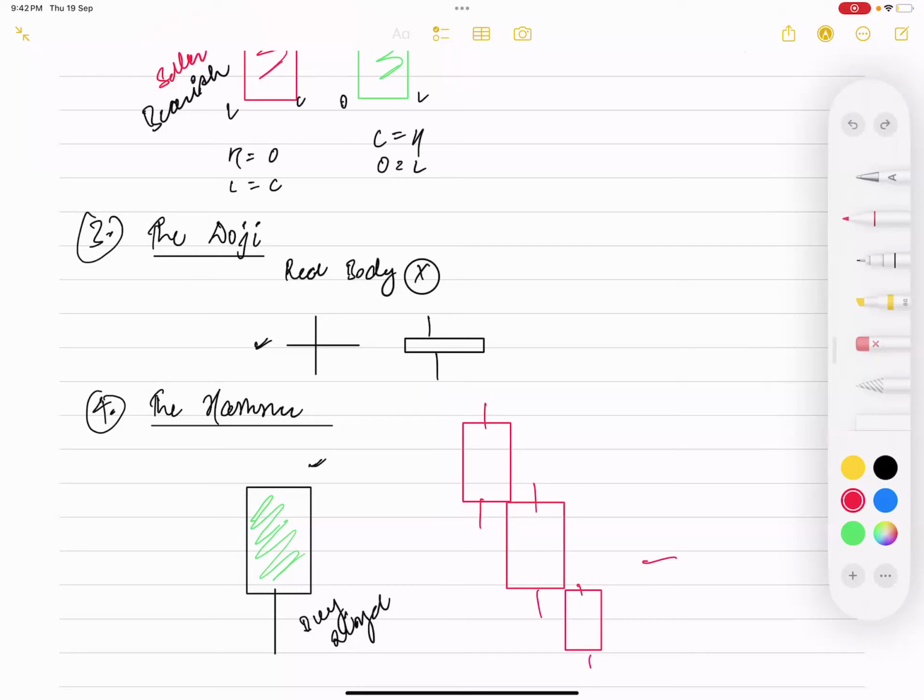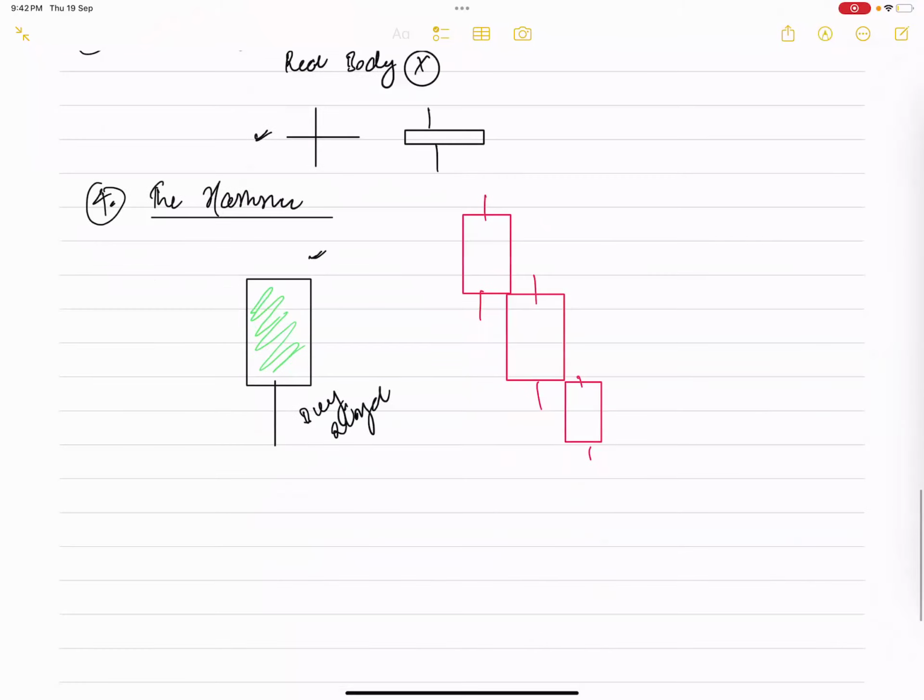So hammer is generally bullish only. So if it's like this and there's a wick, that means there is a buy signal. It will be formed at the end. So if it's like this, that means there's a buy signal.